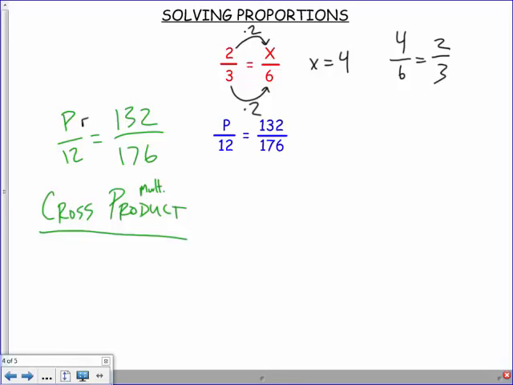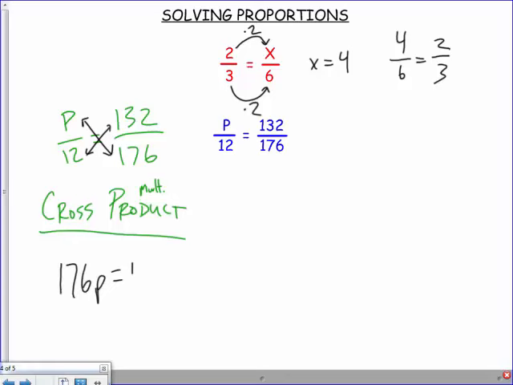So basically, I'm going to take the p times the 176. We're going to multiply it crossways. So p times 176, well, we write that as what? 176p equals, and then 12 times 132, 1584. So remember, cross products are equal to each other. And then to solve for p, well, what are we doing with p? We're multiplying by 176. So the inverse is to divide by 176. And whatever we do to one side, we do to the other. So p would equal 9.